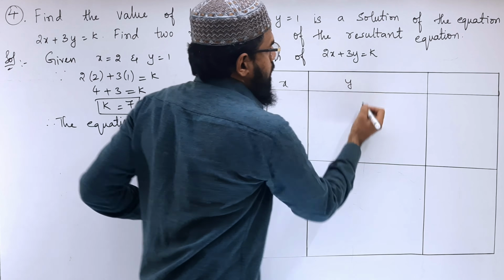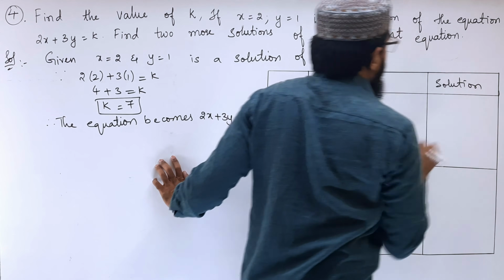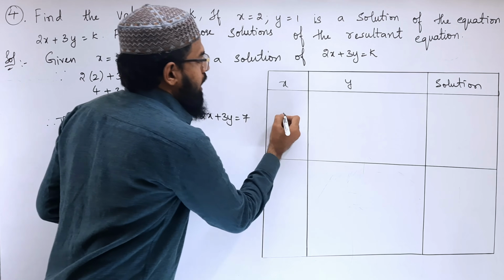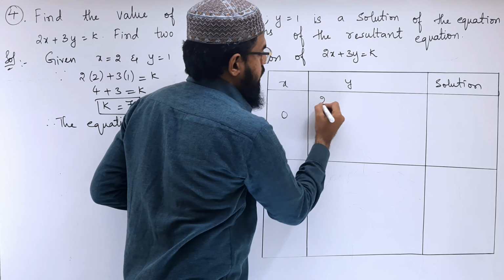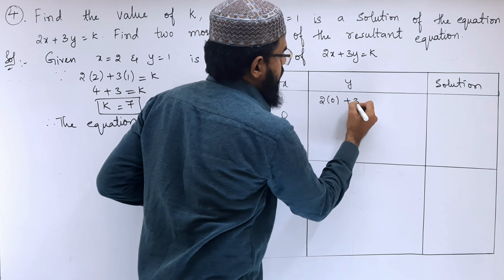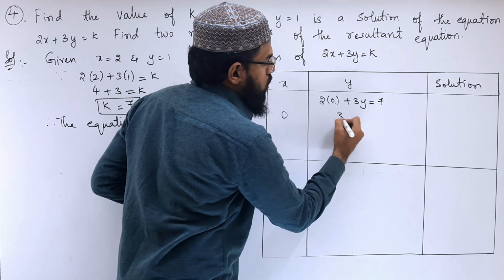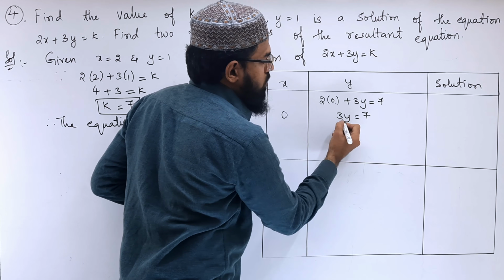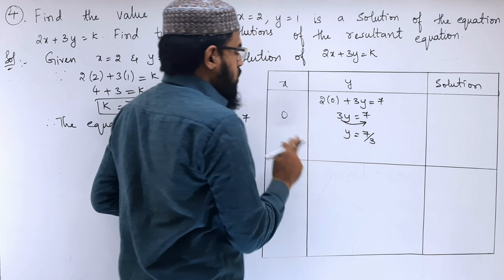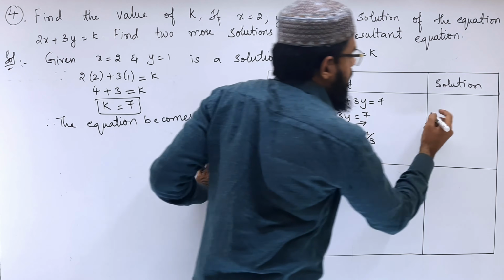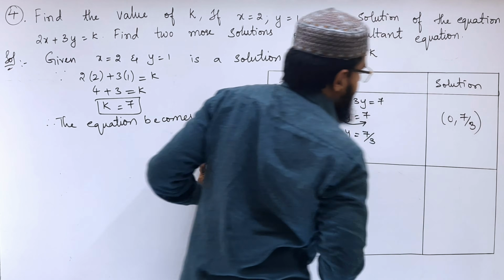X, y and the solution, that is x comma y. So let us take x as 0. If we substitute x is 0, we get 3y is equals to 7. So 2 zeros are 0, so 3y is equals to 7. 3 goes down, so y is equals to 7 by 3. So the solution is 0 comma 7 by 3.